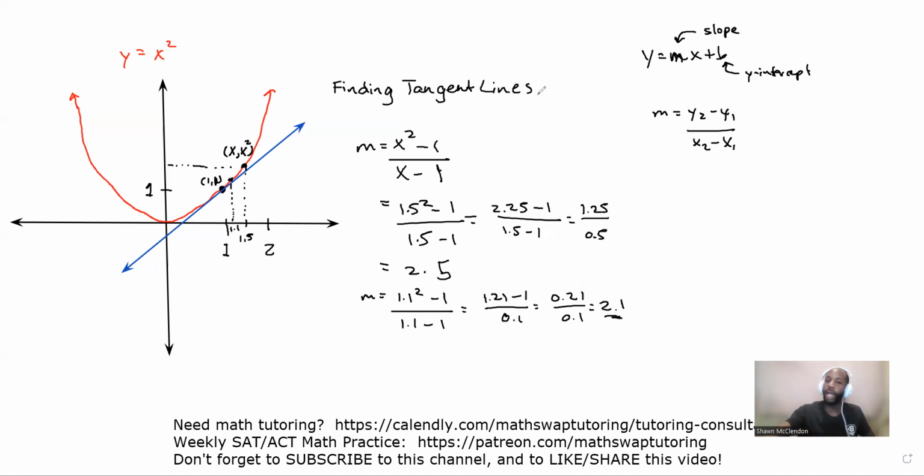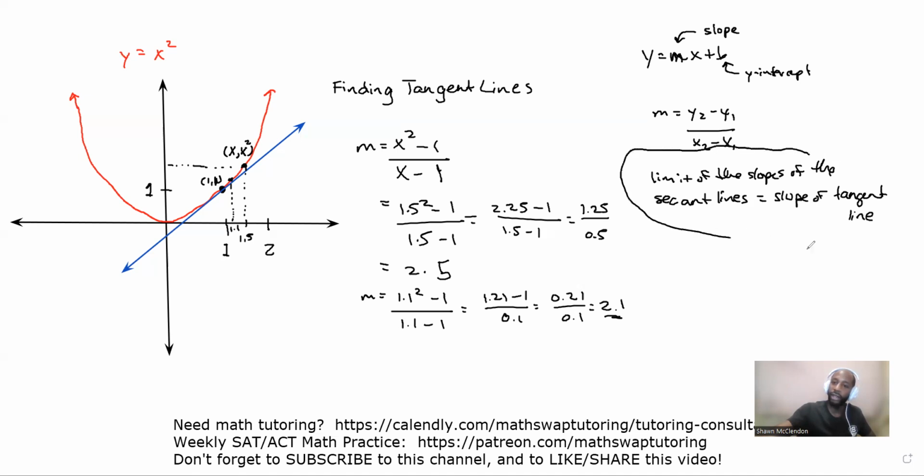So you have all these many points that you're taking. Again, let me write down what I said. The limit of the slopes of the secant lines is equal to the slope of the tangent line. That's the main idea right there. And to write that out mathematically, it would look like this.